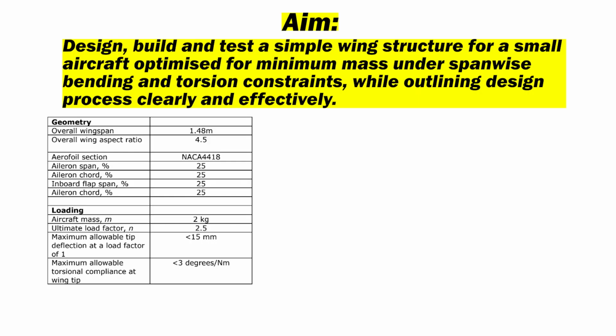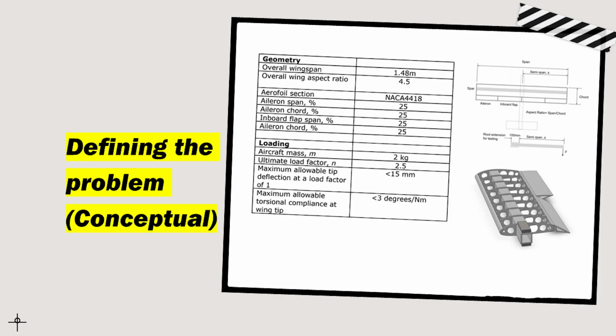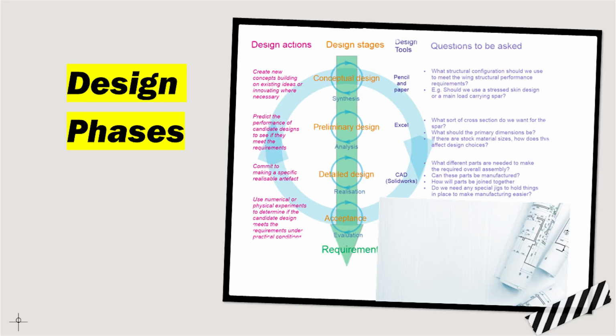Our aim is to design, build and test a simple wing structure for a small aircraft optimized for minimum mass under spanwise bending and torsional constraints, while outlining the design process clearly and effectively. This process will include 4 phases: conceptual design, preliminary design, detailed design, and acceptance.